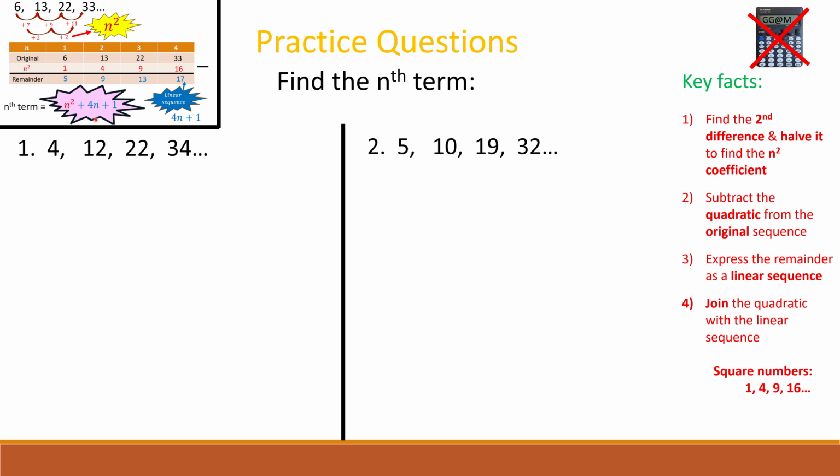So the answer you're trying to work out is this one here in the star, like the first example, n squared plus 4n plus 1. That's what you're trying to find an equivalent for in these two questions. Press pause, get yourself a pen and paper, have a go at working out the answer, and then press play when you're ready to hear the answer.